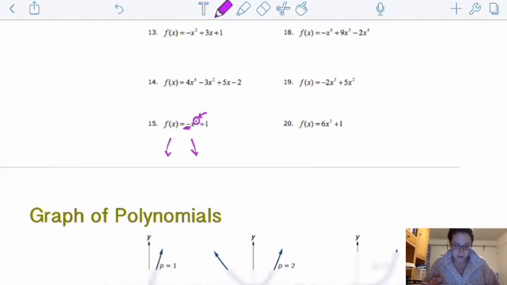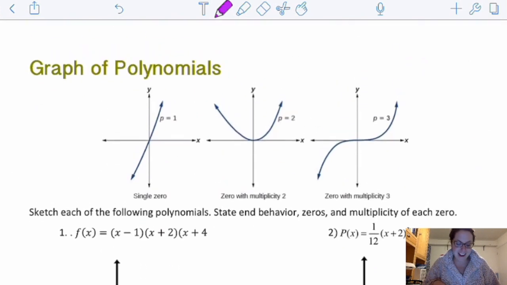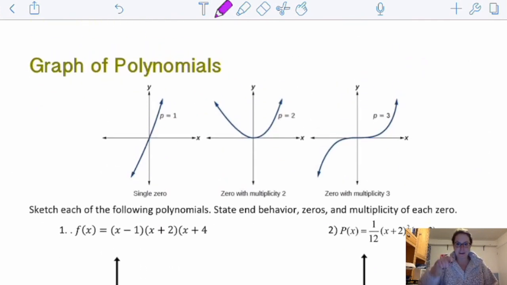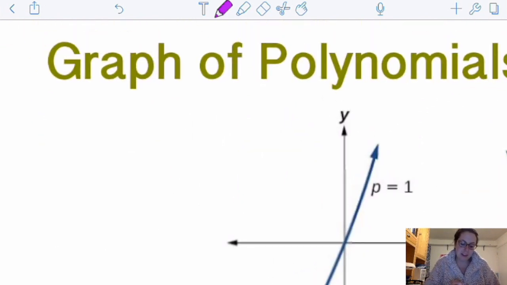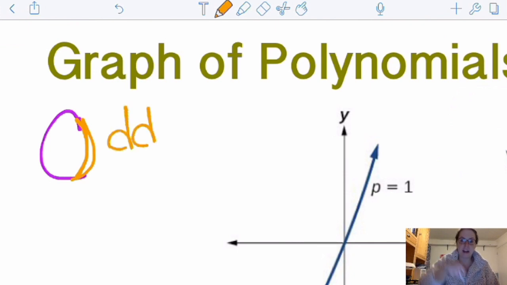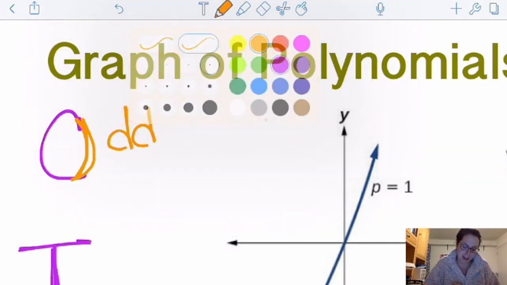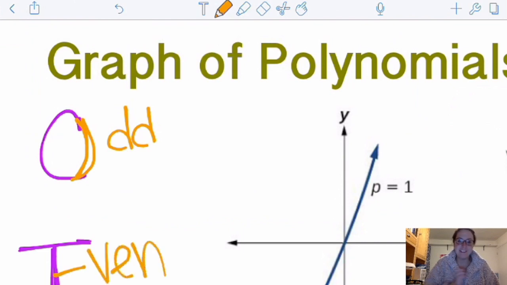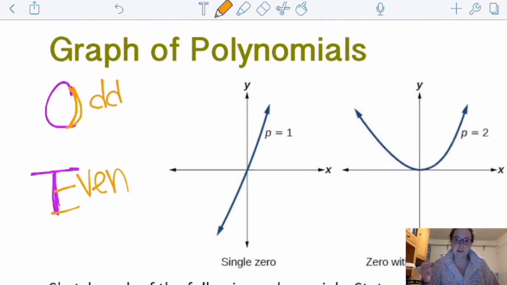Okay, so graphs of polynomials. Let's talk about these. So the big thing on this that we need to remember is multiplicities, right? If you have something that crosses, I want you to remember that you could make that into an O, which would be odd, right? So cross, think odd. If you have something that touches, then I want you to remember that you could make that into an E for even, right? And that's going to tell you whether it crosses or touches.